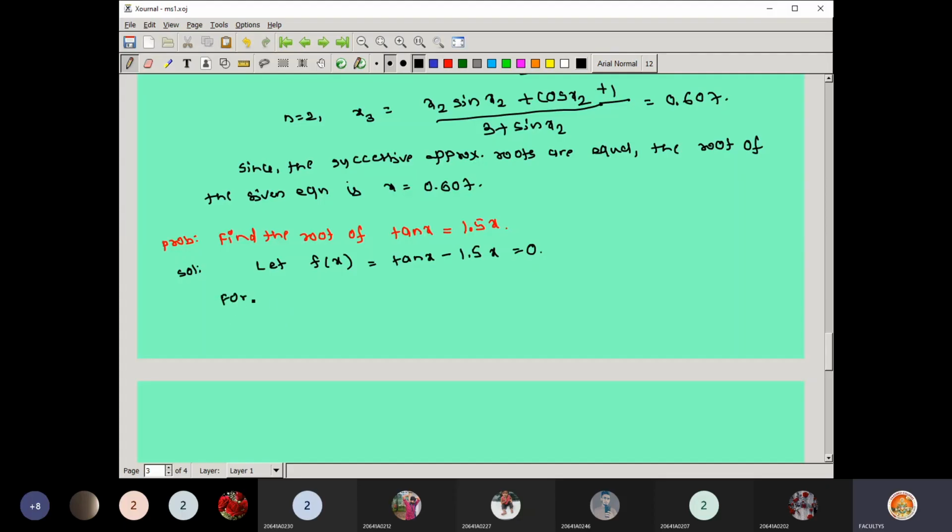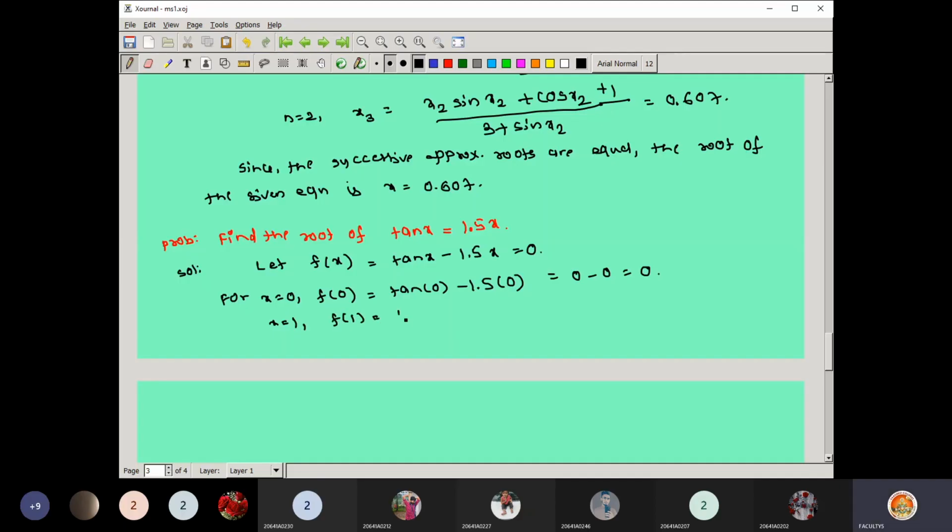Suppose x equal to 0, so f of 0 is equal to tan 0 minus 1.5 into 0. What is tan 0? 0 only. Minus 1.5 into 0 is 0. So finally you are getting the answer 0. Is it less than 0 or greater than 0? Generally 0 is a neutral value. You should not consider whether it is positive or negative, so you neglect that one. Go for the next, x equal to 1.